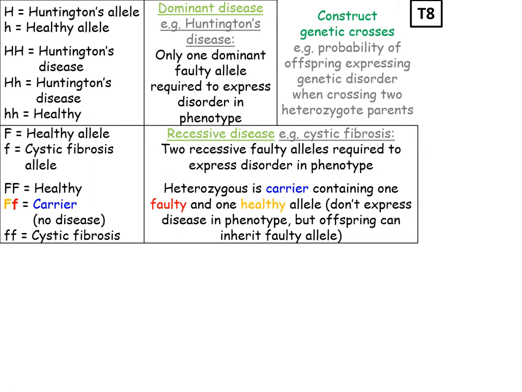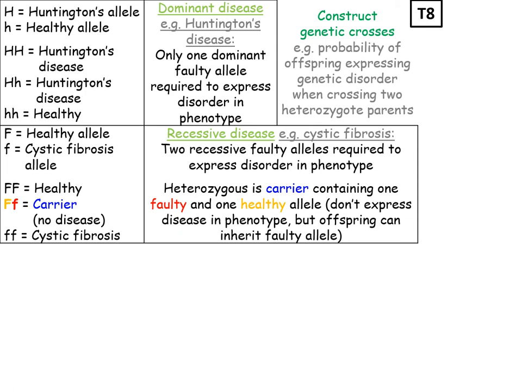Examples you could have done in GCSE are a dominant disease such as Huntington's disease, or a recessive disease such as cystic fibrosis. Huntington's disease is a dominant disease because only one dominant faulty allele is required to express the disorder. So whether it's having one dominant allele or two dominant alleles, that disease is being expressed, in this case Huntington's disease. Whereas in cystic fibrosis, having the dominant allele means that you are healthy. Therefore, cystic fibrosis is a recessive disease. You need two copies of the cystic fibrosis allele to express it, so two recessive faulty alleles are required to express the disorder and the phenotype.